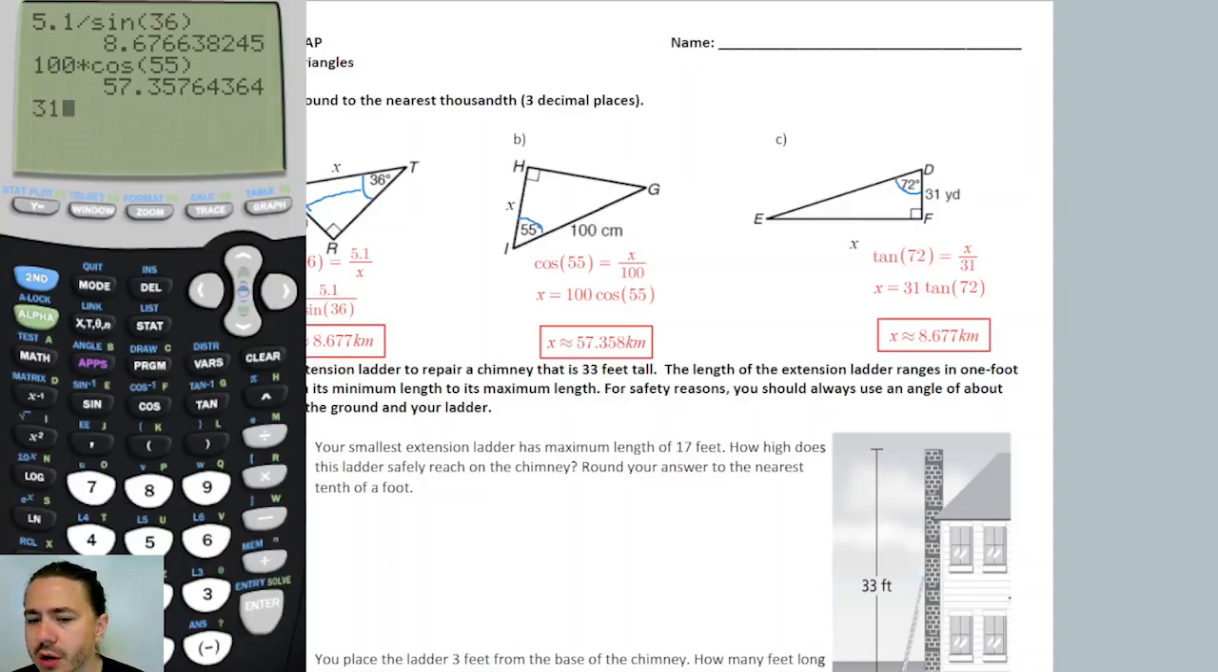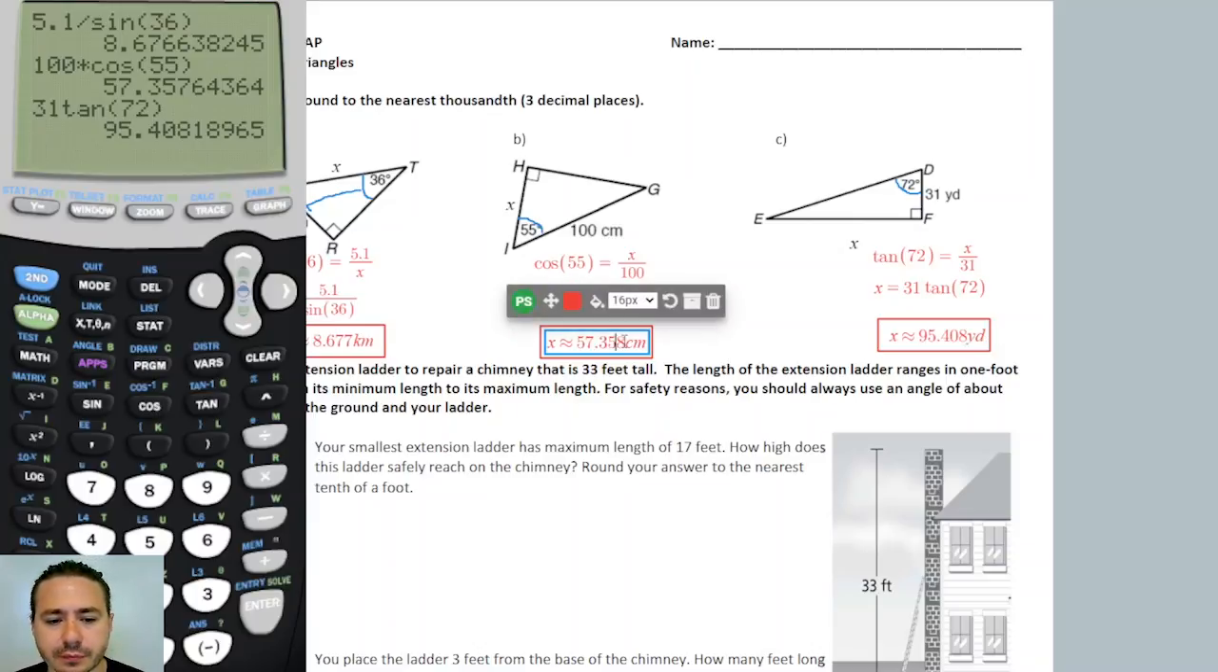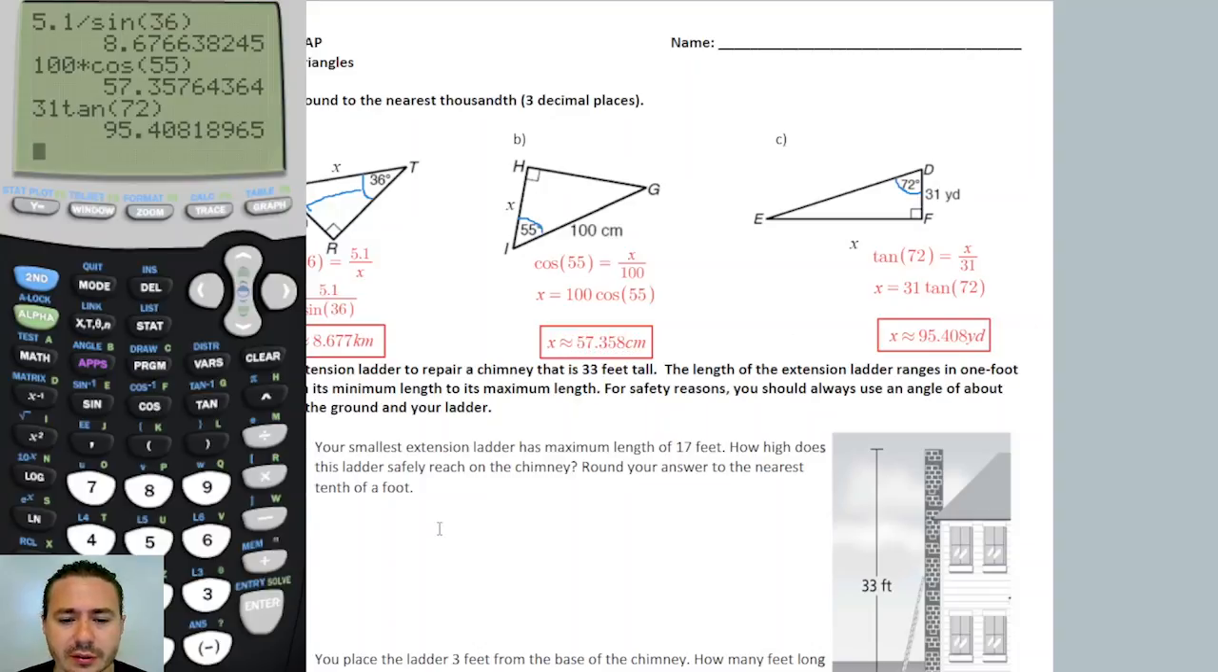As long as you know which trig function to use, the solving shouldn't be the hard part, because you're just either multiplying or dividing. I think the hard part for most students in the beginning is just recognizing which trig function to use. Okay, so we get 95.408, and this one doesn't matter if you truncate or round, it's the same thing. That one's yards. And let me go back and fix this one: it was not kilometers, it was actually centimeters. I'm not really sure how to get a little space in there, so I'll just keep it like that.